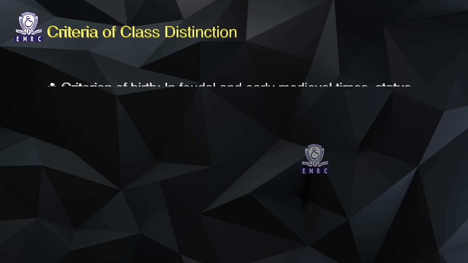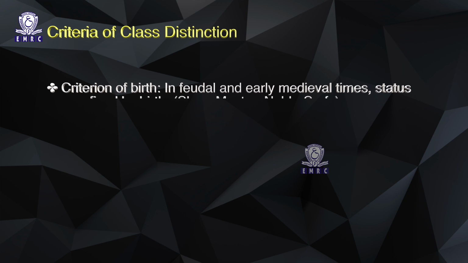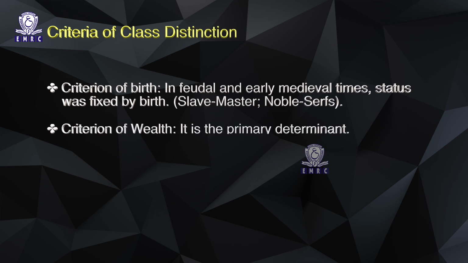Different bases have been adopted from time to time for determining the status of persons. In different societies, different characteristics have been used to assign class. For example, criterion of birth. In feudal and early medieval times, status was fixed by birth. For example, slave masters, nobles and serfs. When we talk about criterion of wealth, it is the most primary determinant.